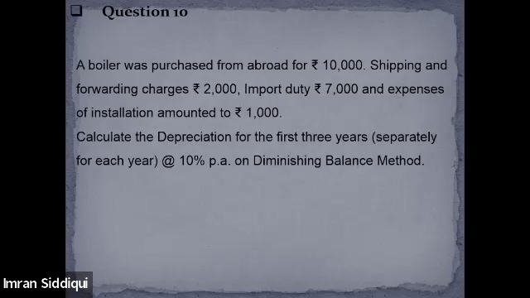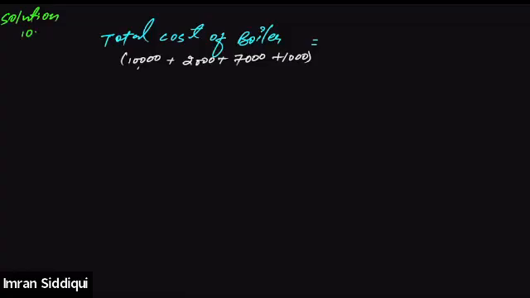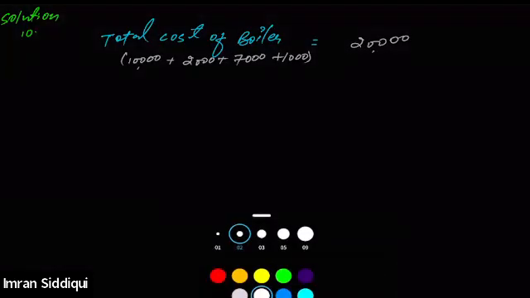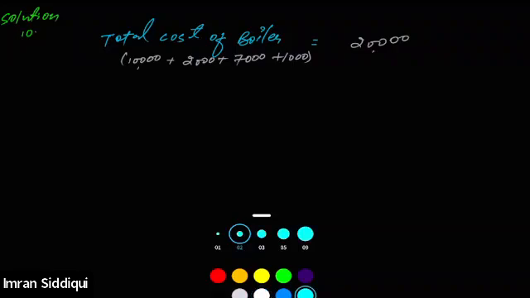Calculate total value of the boiler. What we will do, we will add all the expenses incurred till the point of installation. So 10,000, which is the cost of boiler, including shipping, forwarding charges, import duty, and installation charges, all will be considered as the part of the cost of boiler. So adding all this, we will get 20,000 as the cost of boiler. Okay. And we need to calculate depreciation for 3 years. So let's do that.